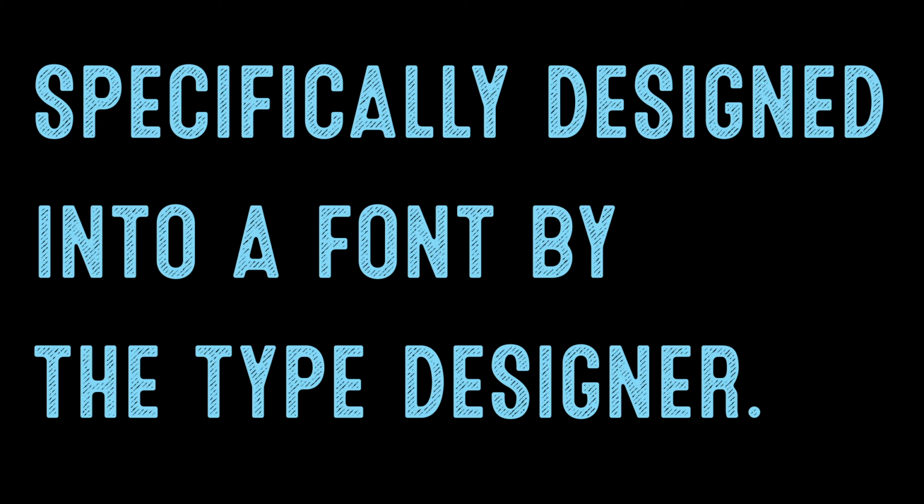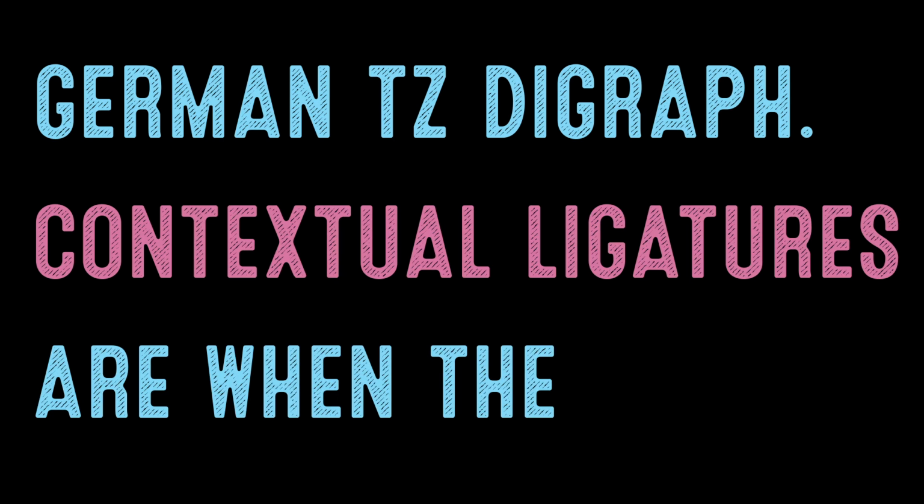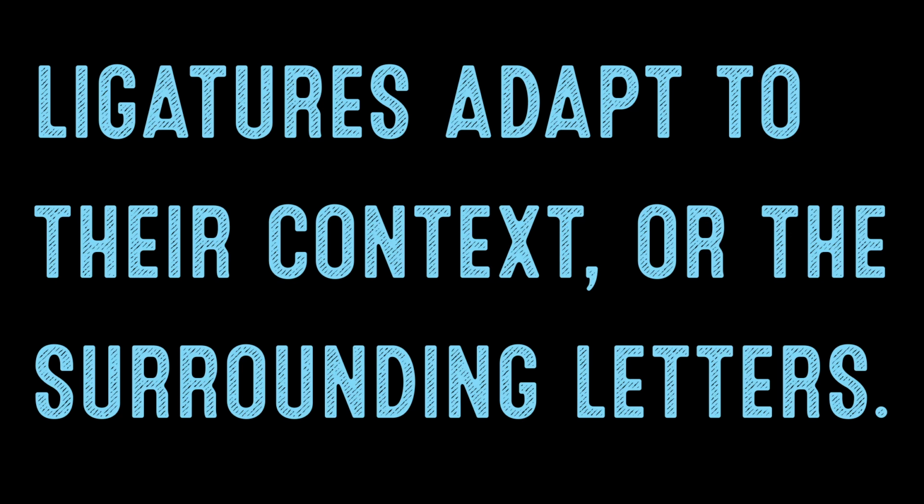Discretionary ligatures are those specifically designed into a font by the type designer. Historical ligatures are those that have been seen historically, for example, in old books, like the German TZ digraph. Contextual ligatures are when the ligatures adapt to their context or the surrounding letters.